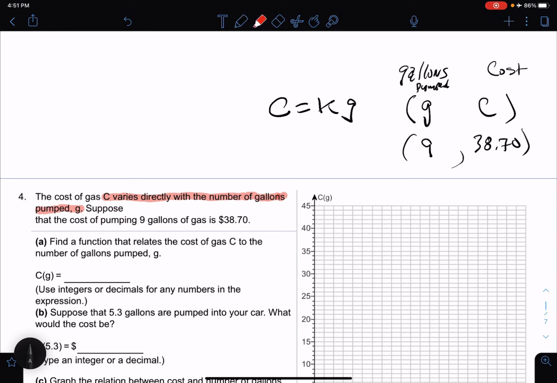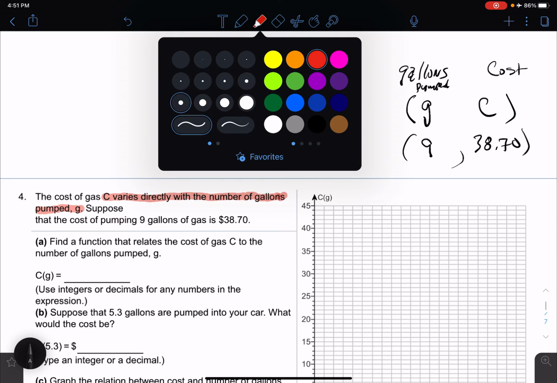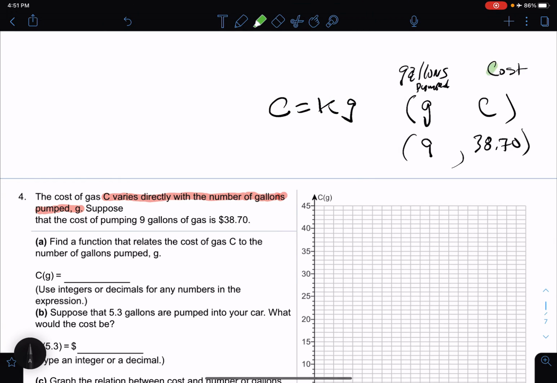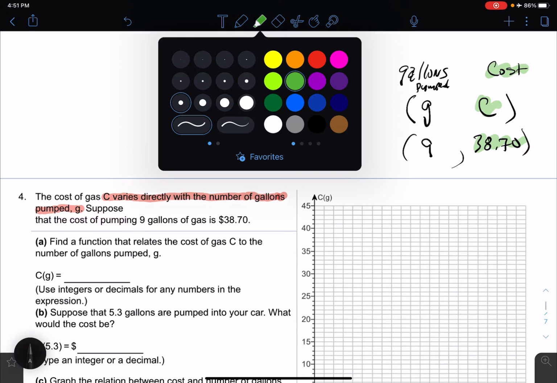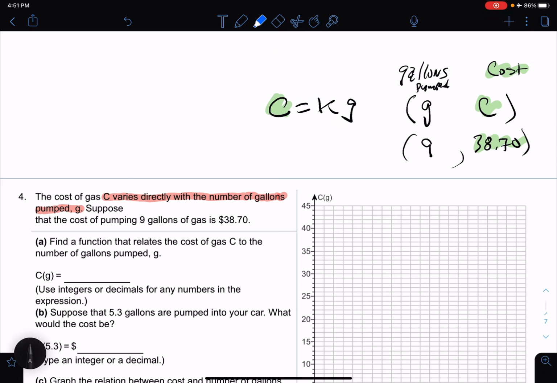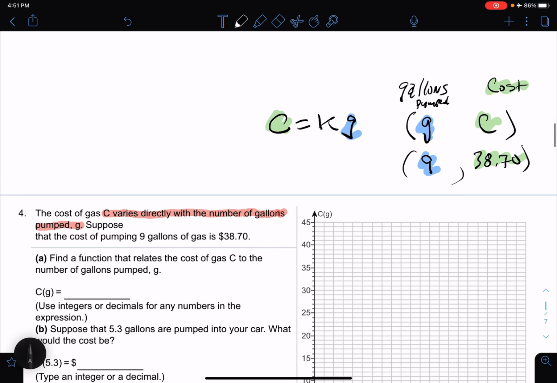So we go through and kind of do the same thing we did before. Cost, I'll use green, and that just replaces that guy. And the number of gallons pumped, which is G, happens to be 9, and that replaces that guy. And that'll allow me to get my k. And once I have my k, I've got my function. Let's do the work over here since I've got everything here.